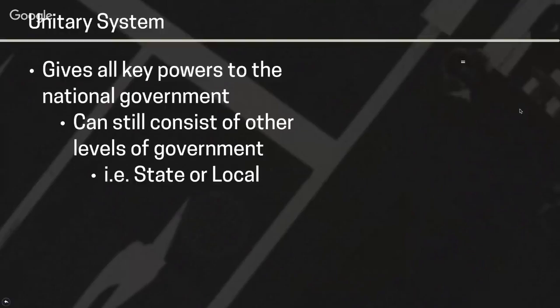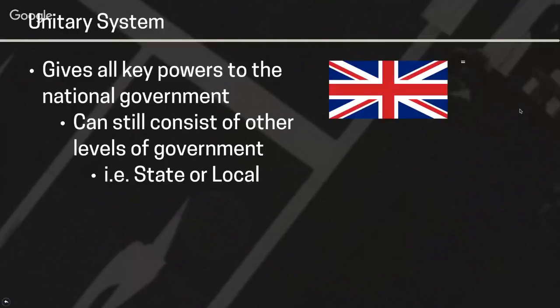There's a lot of examples of unitary systems. Even the United Kingdom is a unitary system. So being a unitary system doesn't necessarily mean that you're a bad government or that you are a dictatorship or that you are a communist. It just is the structure of your government type. So it gives all key powers to the national government. You can still have those local governments, but they pretty much just listen to the federal government.